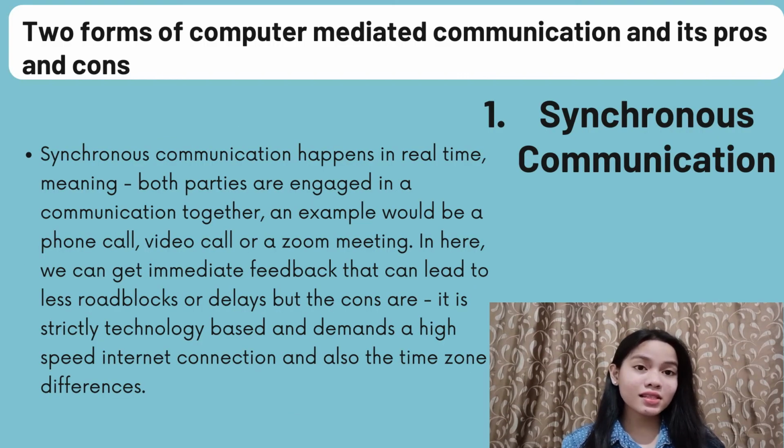In addition to this, there are actually two forms of computer-mediated communication and their pros and cons that will be further discussed later on. The first one is synchronous communication. Synchronous communication happens in real time, meaning both parties are engaged in a communication together. An example will be a phone call, video call, or a Zoom meeting. Here, we can get immediate feedback that can lead to fewer roadblocks or delays. But the cons are that it is strictly technology-based and demands a high-speed internet connection, and there are also time zone differences.